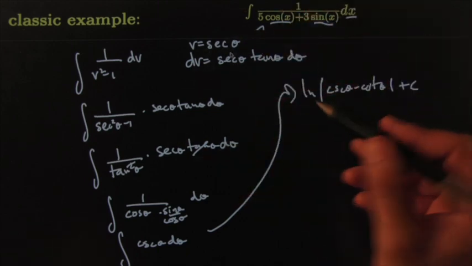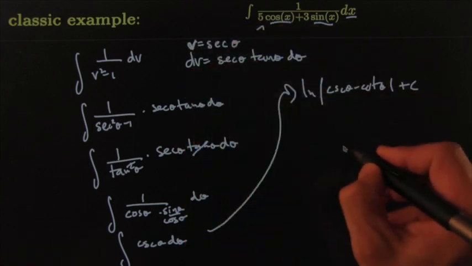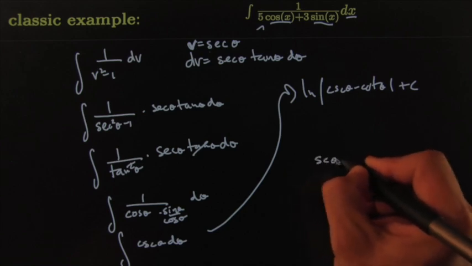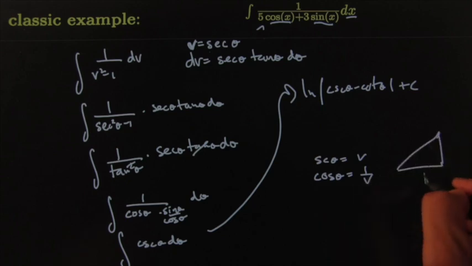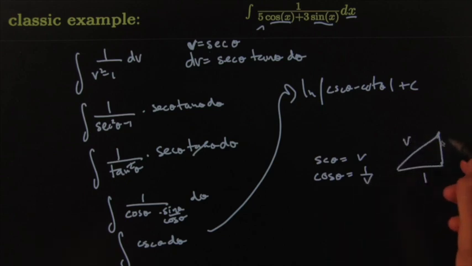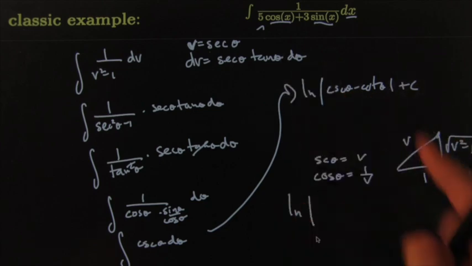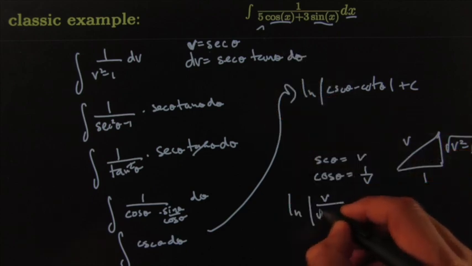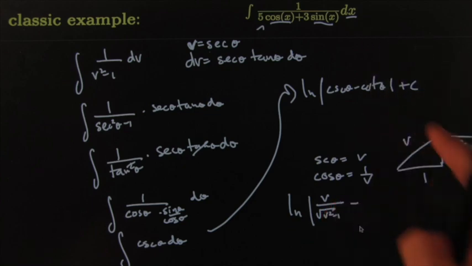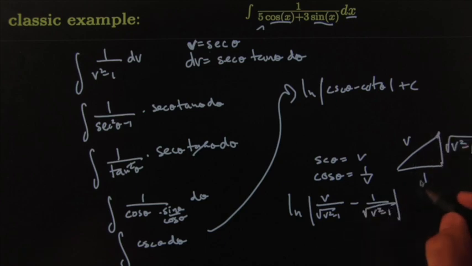And now you have to go back and change all your things here. Use your dictionaries. So secant theta is equal to v. That means that cosine of theta is equal to 1 over v. That means my triangle looks like adjacent is 1, hypotenuse v, and the opposite side would be the square root of v squared minus 1. So cosecant would be the ratio v over the square root of v squared minus 1, minus cotangent. That's adjacent over opposite, which is 1 over the square root of v squared minus 1, plus a constant.